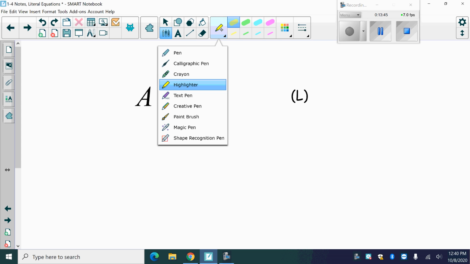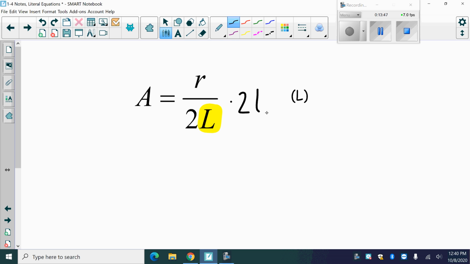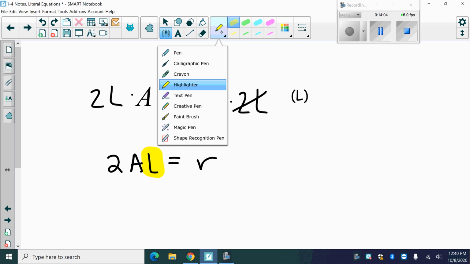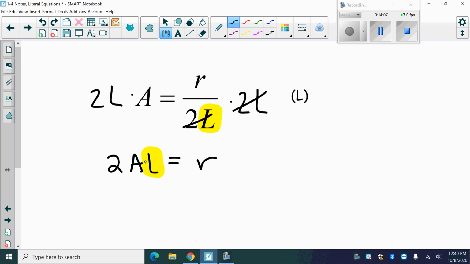So when I multiply this by 2L, what happens is this 2L cancels, and now 2AL, I'm going to put that in order, is on the other side, which is fine. We just now have to get rid of 2A. Okay, we have to get rid of 2A. So how is 2 and A attached to L? By multiplication, so we're going to divide both sides by 2 times A. So this is actually a two-step problem since the L is in the denominator.